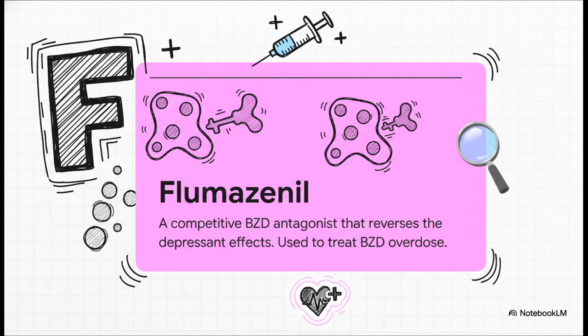A patient takes an overdose. Do we have a magic bullet? Yes, we do. Its name is flumazenil. You must remember this name. It's a competitive antagonist. It literally rushes to the BZD receptor and kicks the benzodiazepine off its seat, reversing all its effects. It is a life-saving drug.